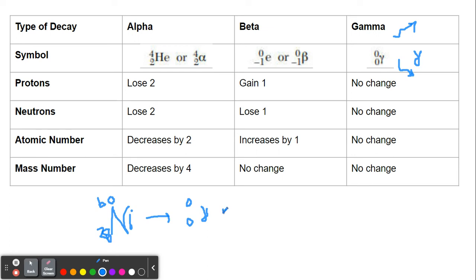And so again, when I do this basic calculation, I'm going to have the exact same atom I had before, right? I'm still going to have 60 minus 0 is 60. 28 minus 0 is still 28. And that means I still have atom number 28, which is element nickel again. So no changes. The only thing that occurred, like I said before, is that it lost some radiation off of it so that its energy is more balanced and stabilized. Okay? So those are our 3 types.